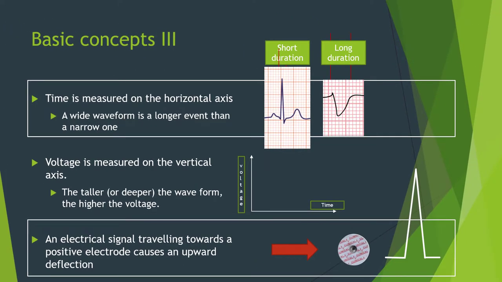The last of these basic concepts is when a signal moves towards a positive electrode, it's going to produce a positive deflection on the paper, and if it's moving away from the electrode, it's going to produce a negative one. Now, in terms of rhythm recognition, voltage and polarity, that is, the strength of the signal, or whether it's negative or positive, tend to play a bit of a minority role. On the other hand, the duration or the time taken for particular events is going to play a more significant role. So let's go on to recap the time divisions on ECG paper.